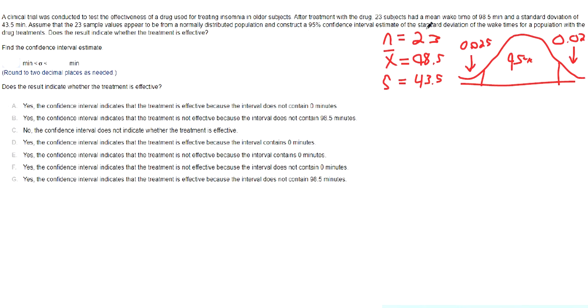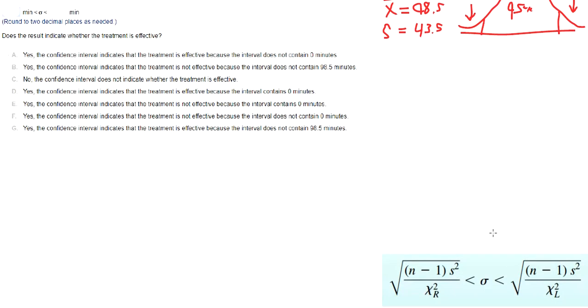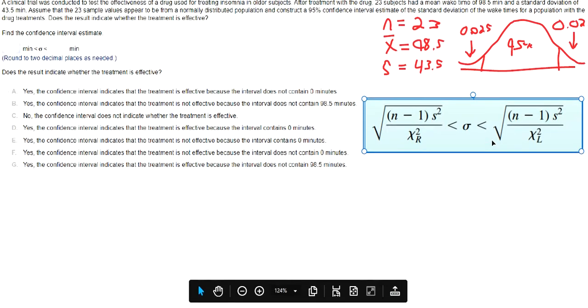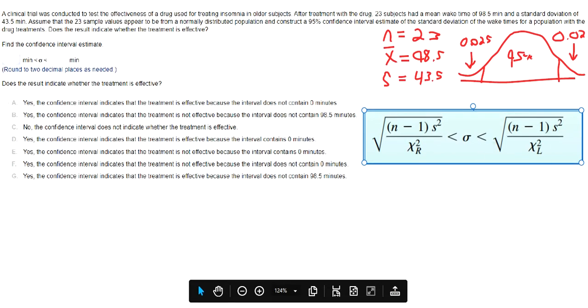We need a 95% confidence interval for the standard deviation. And that's not a question that comes up a lot. We're asked to make a confidence interval for the standard deviation, not for the mean. Okay? And so I pulled up the formula for a confidence interval for a standard deviation. I think I got this straight from the text.